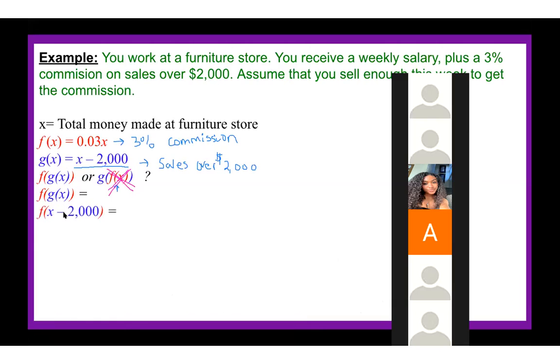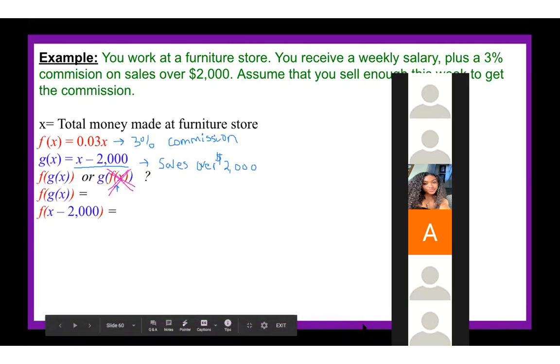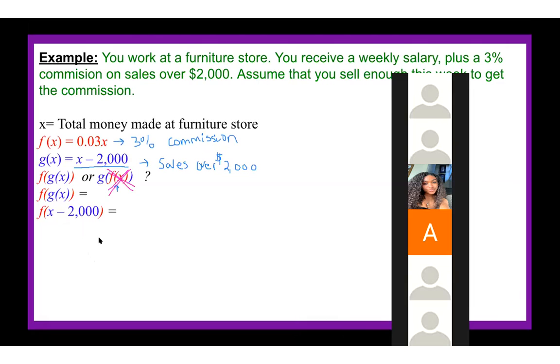All I did is I rewrote g of x with what it is, x minus 2,000. That's that step. And what this is going to tell me here is that I need to take this whole function and I have to plug it into f. That's what this is telling me to do. Because g is going into f, this whole function needs to get plugged in right here where the x is. Needs to get substituted like this. You're going to replace that red x right there with the blue. That's what we're going to do in the next step.